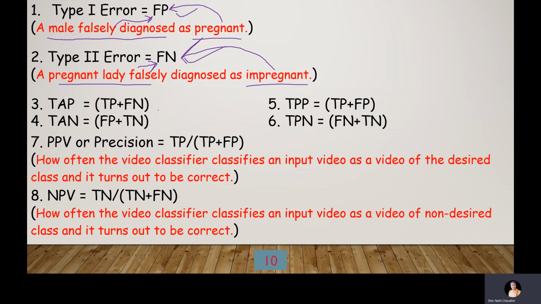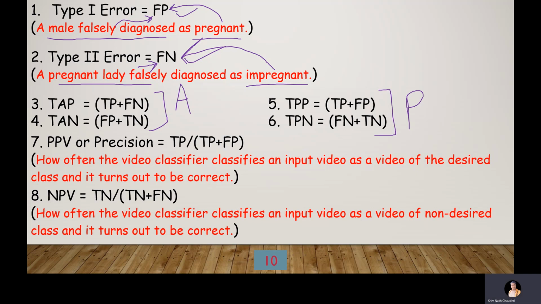Moreover, TAP and TAN represent the ground truth or the actual number of samples in the categories. So these two parameters represent the actual number of samples in the categories. In contrast, TPP and TPN represent the total predicted samples for the corresponding categories. So these two parameters represent predicted samples in the corresponding categories.